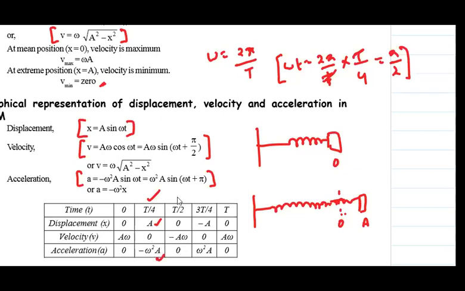Now, T by 2 is same as mean position. 3T by 4 is same as T by 4, the extreme position. Now, T is same as mean position. Anyone have any issue in this? I hope all of you remember this.